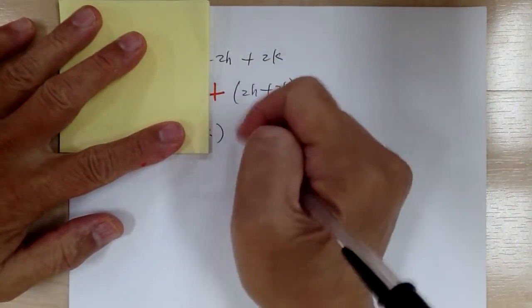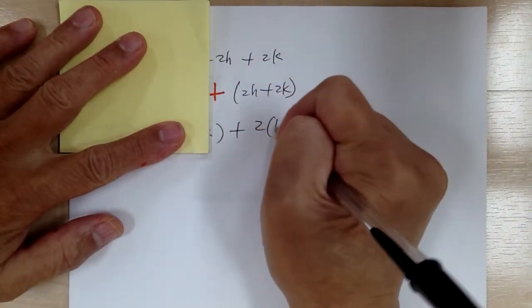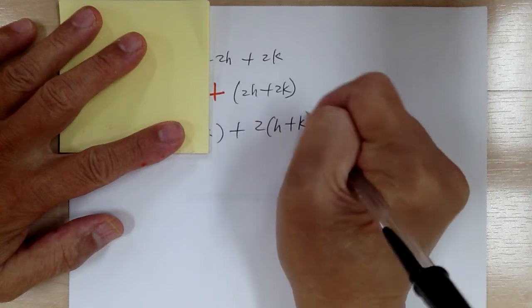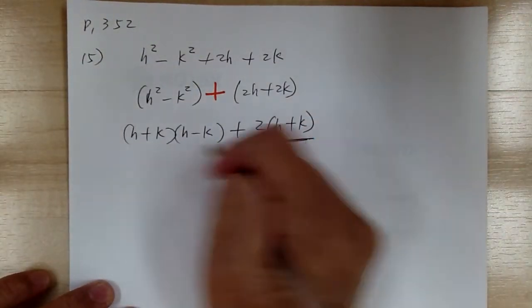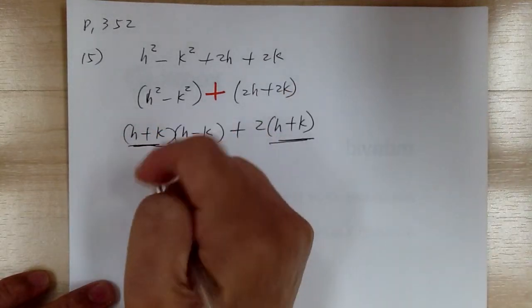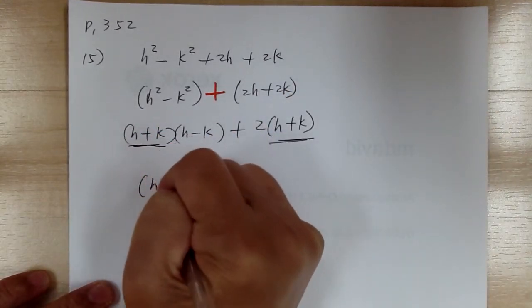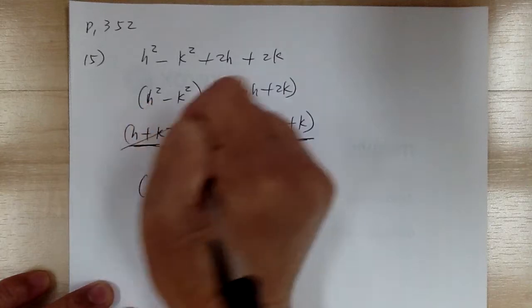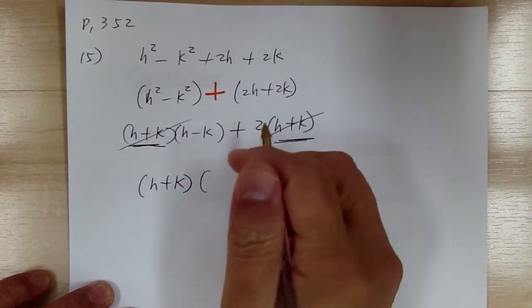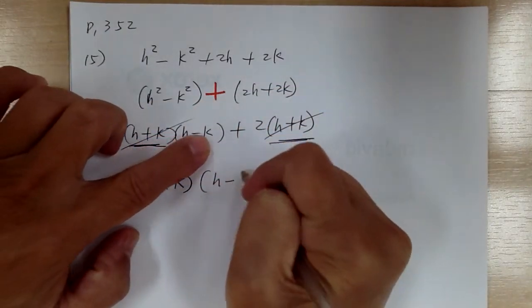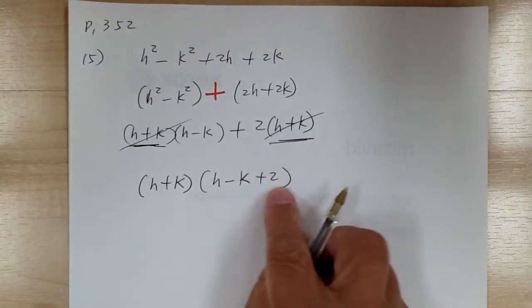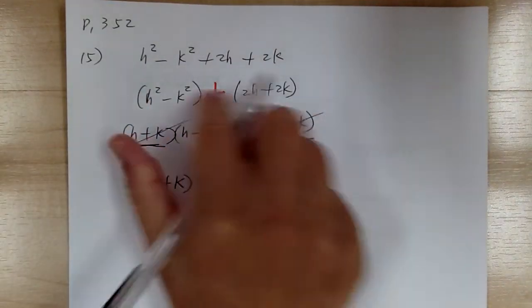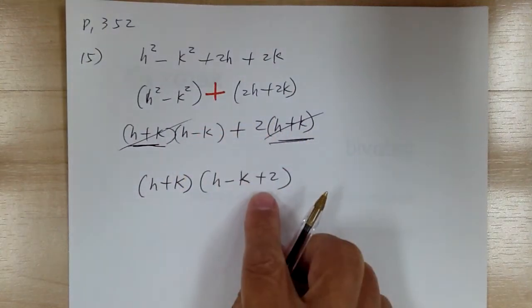Now for this part over here, you can factor out the 2, so it'll be h plus k. Now bring it together. Notice you've got h plus k, so factor it out. So this would be gone, and the leftover would be h minus k plus 2. Notice there are 3 terms now. Once you factor it out, whatever you see is whatever you put down over here.